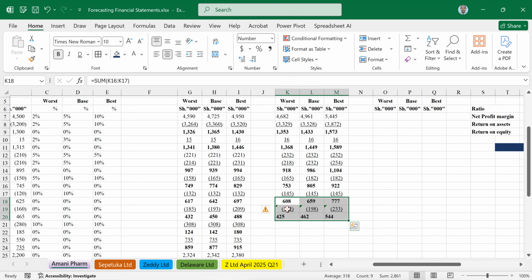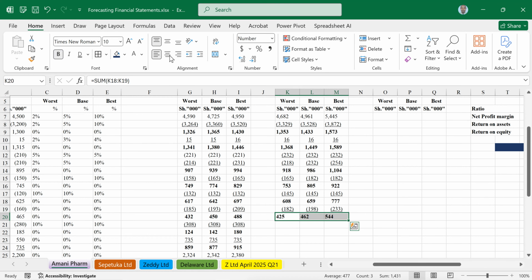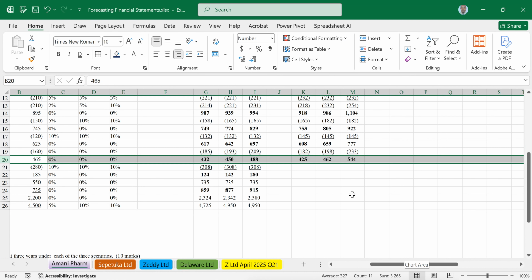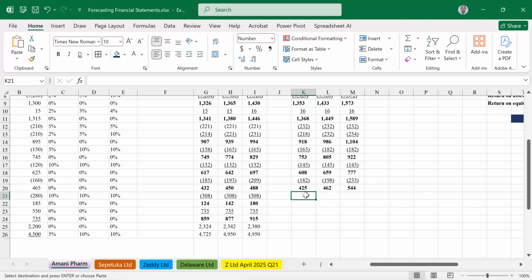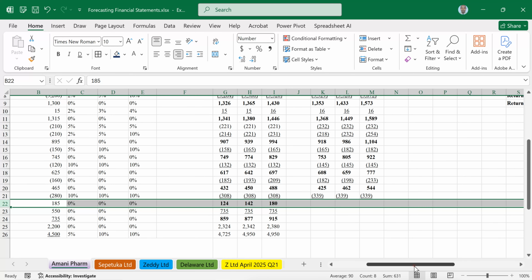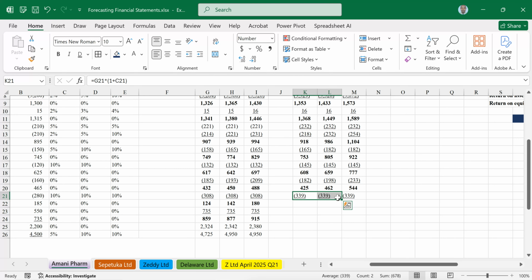So if I'm too fast, you raise your hand. Next one is dividend paid, which you can copy the same formula for revenue. Control C and paste it here. Dividends paid. So that works. Then the two can be summed because what follows is retained profit for the year. So this is retained profits for the year.